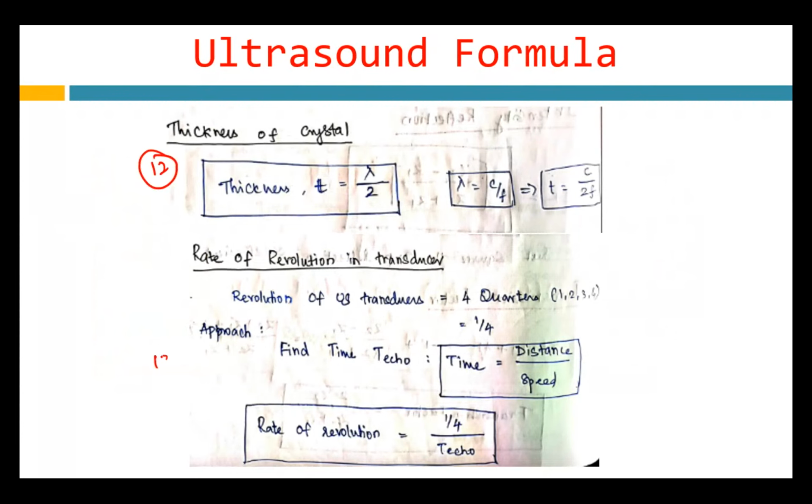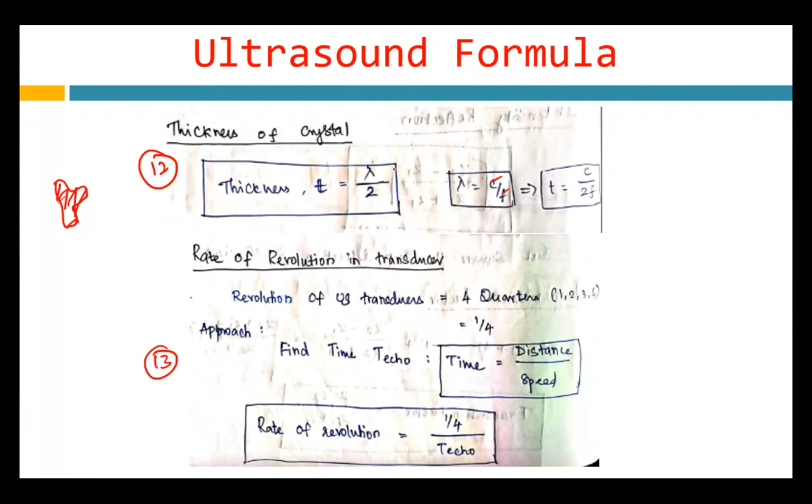This is 13. They ask you to find the thickness of the crystal. So we have the ultrasound crystal, right? They ask you to find how thick the crystal is. It is nothing but, if they give the wavelength, you divide it by 2 and you get the thickness, right? So first you need to find the wavelength. If they give speed and frequency, just divide and find lambda, sorry, the wavelength. Okay, so this is one formula.